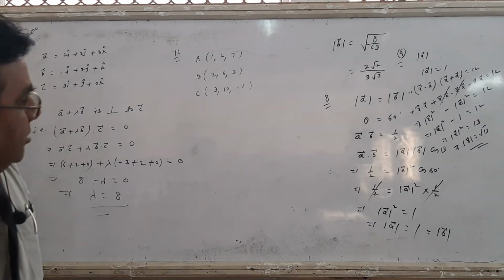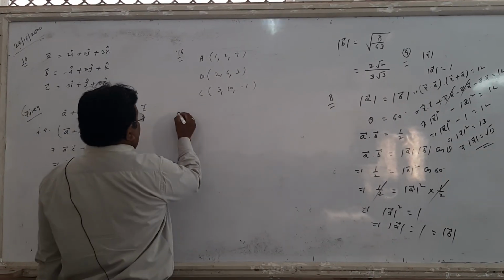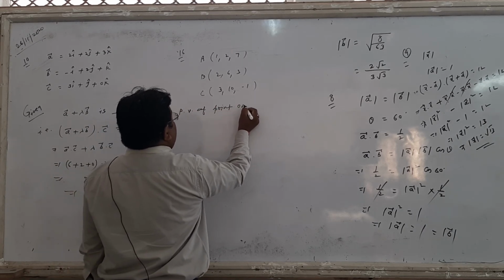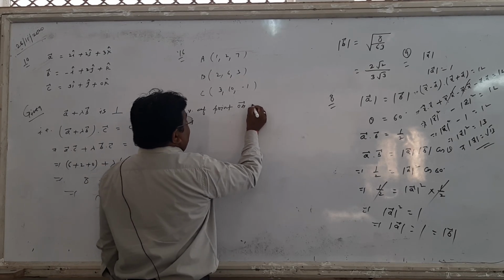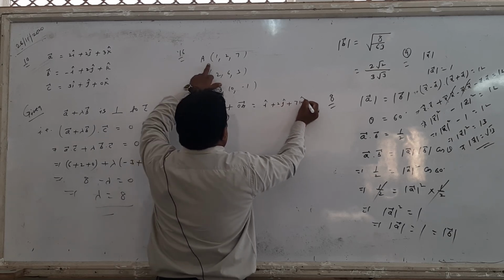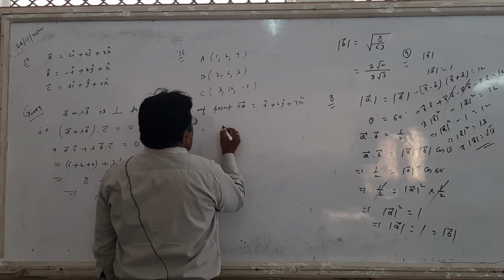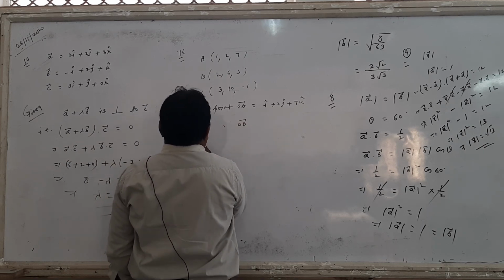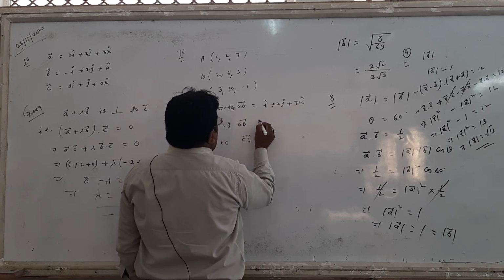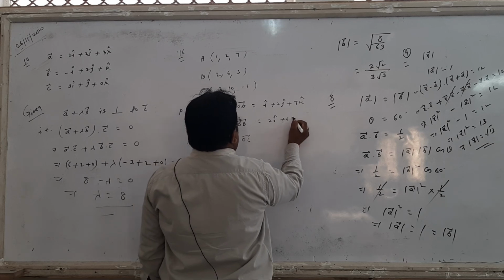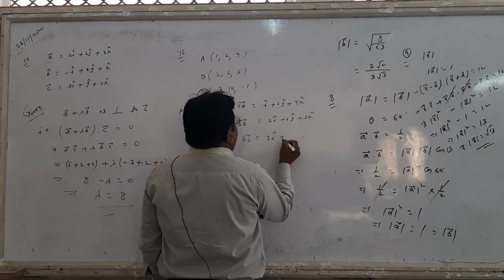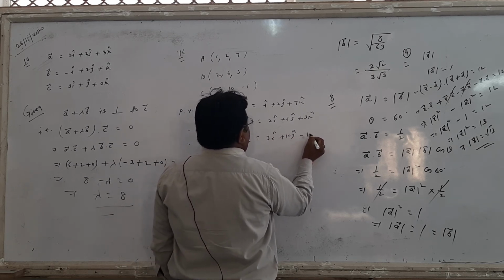To write in vector form, the first thing is the position vector of point A. And where is position counted from? From point O. So vector OA is 1i cap plus 2j cap plus 7k cap. Now write in vector form. Similarly, the position vector of point B is vector OB, and the position vector of point C is vector OC. Vector OB is 2i cap plus 6j cap plus 3k cap, and vector OC is 3i cap plus 10j cap minus k cap.